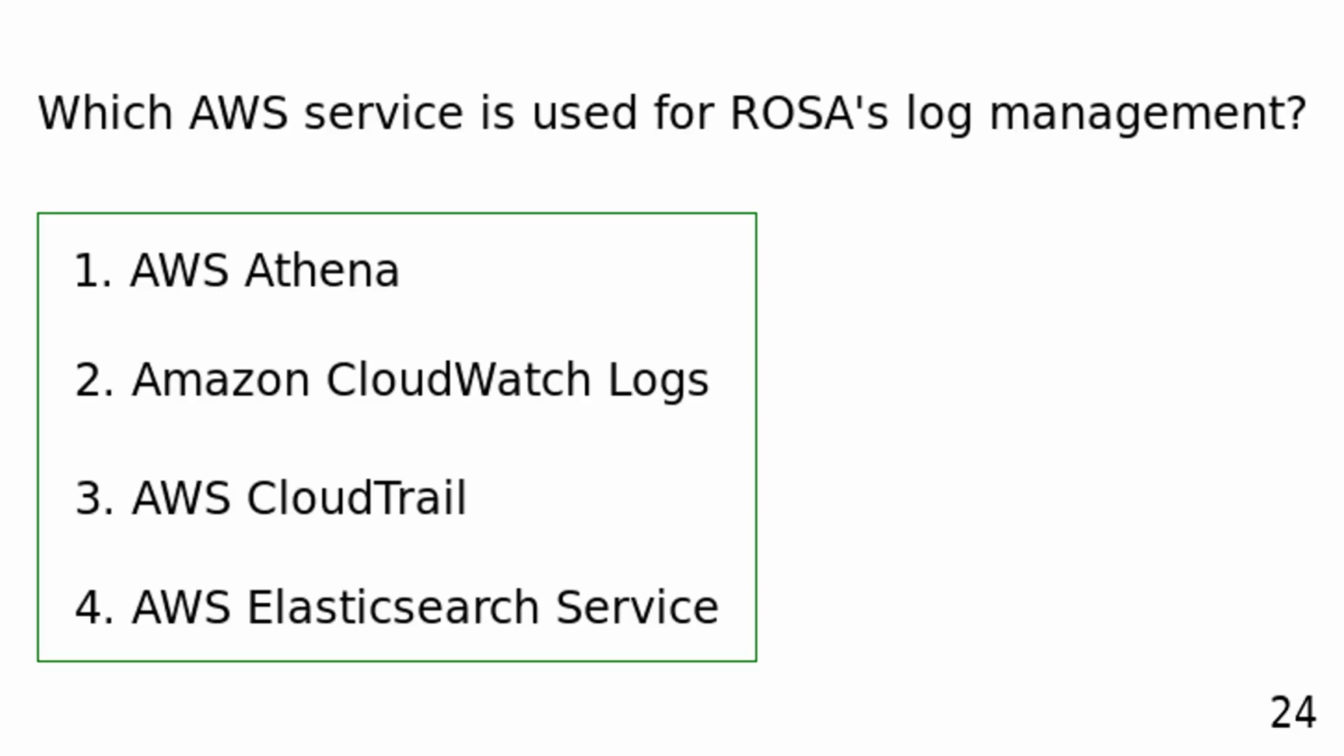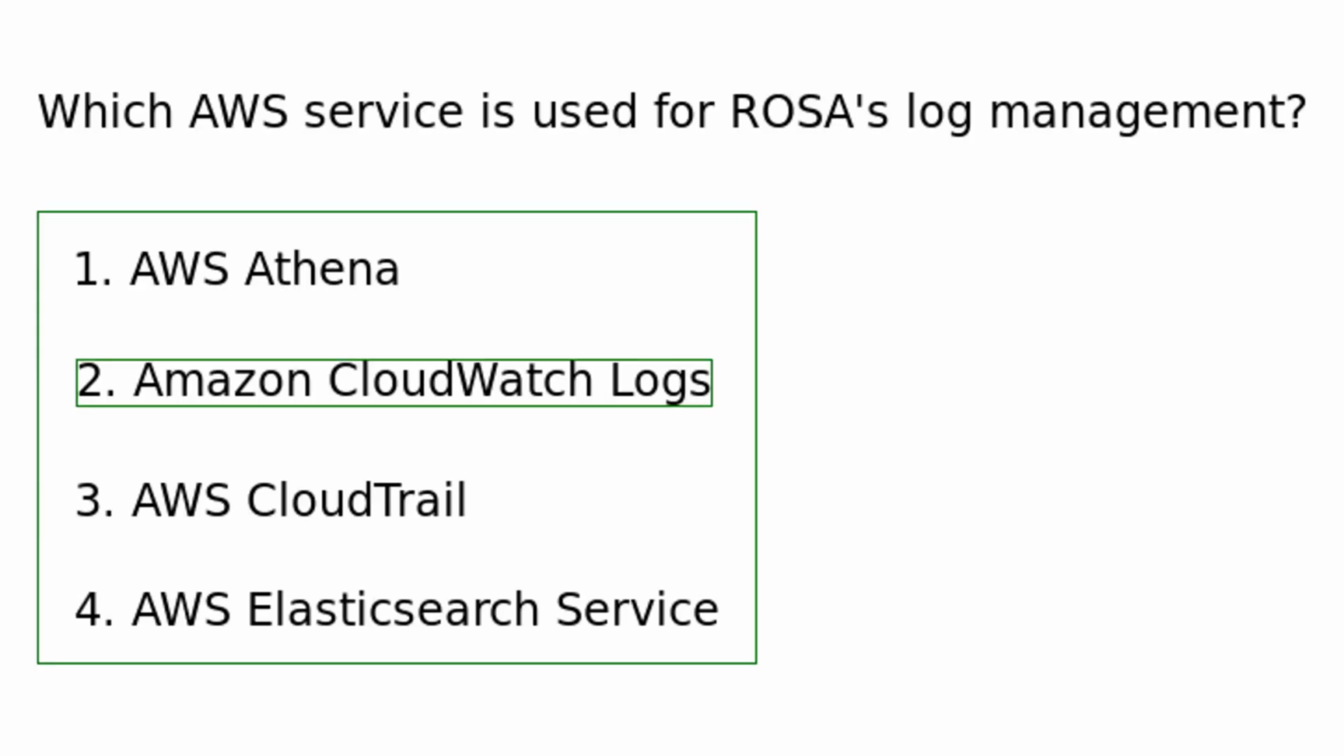Which AWS service is used for ROSA's log management? AWS Athena. Amazon CloudWatch Logs. AWS CloudTrail. AWS Elasticsearch Service. ROSA uses Amazon CloudWatch Logs for centralized log management, making it easy to store, monitor, and access log files.